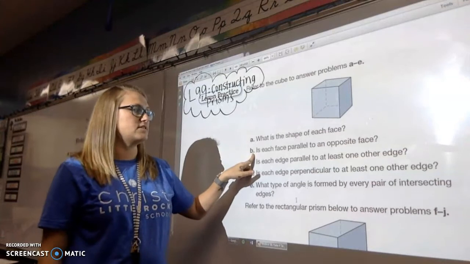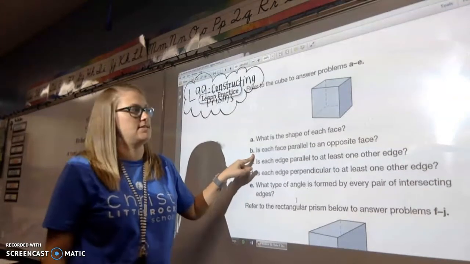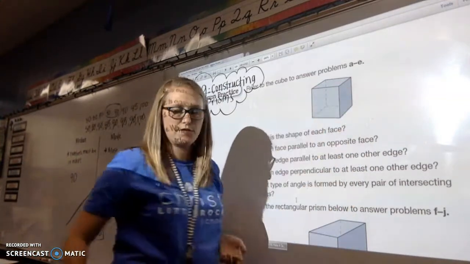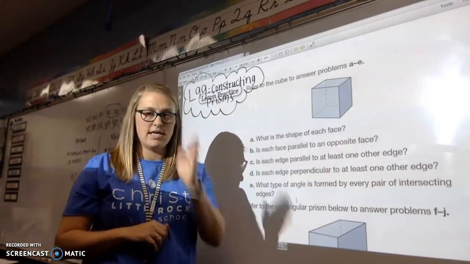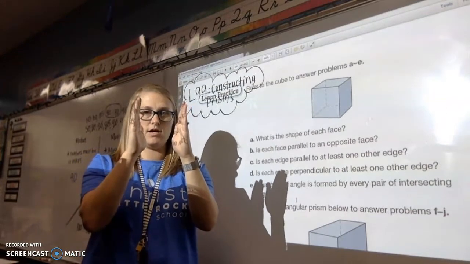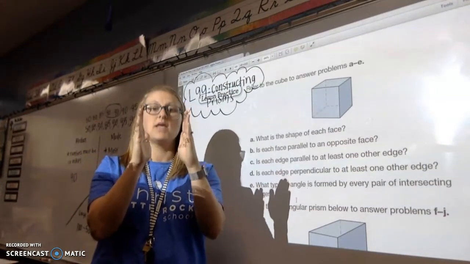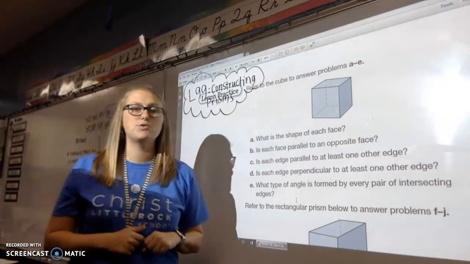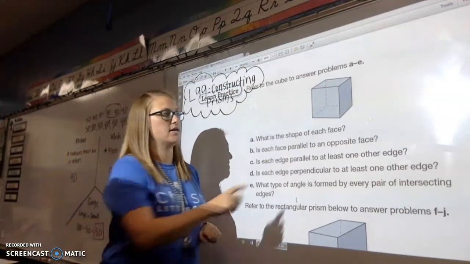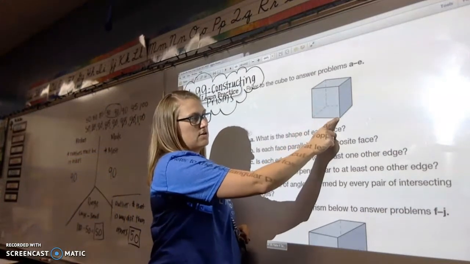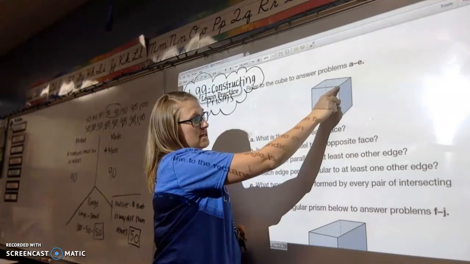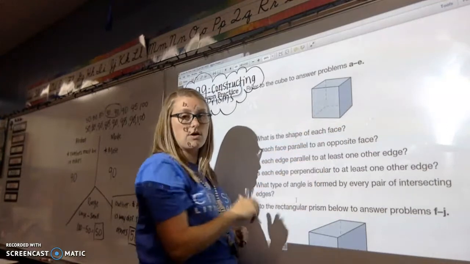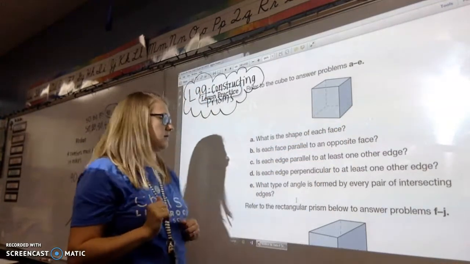Is each face parallel to an opposite face? That's saying, is this face right here parallel to this one on the back? So if you were looking at a cube, a dice, is one side of your dice going to be parallel to the other side of your dice? Yes. Is each edge parallel to at least one other edge? So is this edge parallel? Yes, this edge is parallel to this edge, but it's also parallel to this edge back here. So edges can have more than one parallel edge.